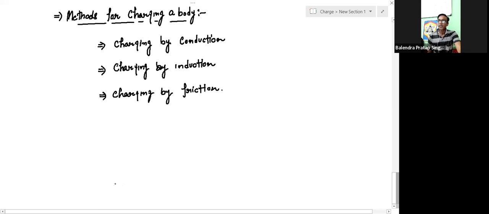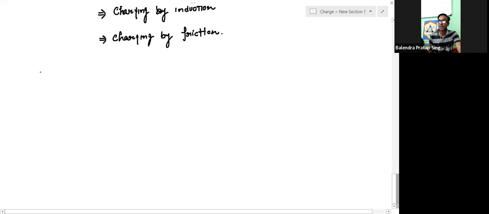So let's start with our first point, which is charging by conduction.